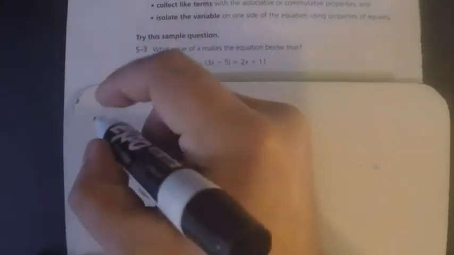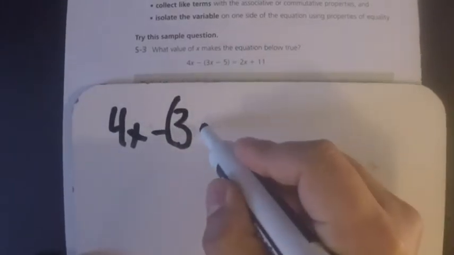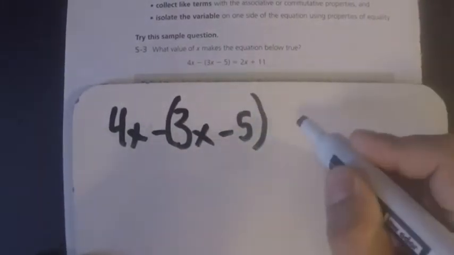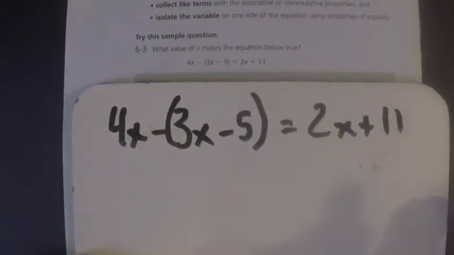So now we're going to take a look and see what value of x makes the equation below true. So I'm going to work this one out separately. You could take a look at how they went through it, and the explanations they gave are all correct here, but I just want to show you as it's happening what we're doing. So when we take a look at this equation here, we have 4x minus 3, parentheses 3x minus 5 equals 2x plus 11. So the first thing we want to do is remove the parentheses.